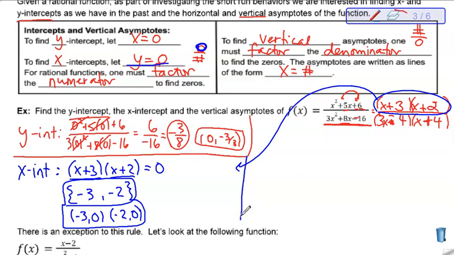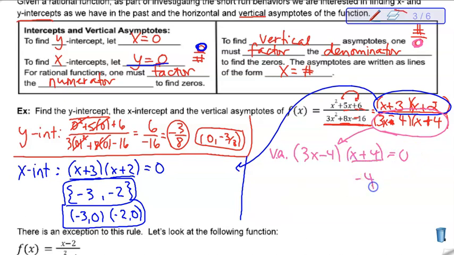And our last piece there is to find the vertical asymptotes. The vertical asymptotes, again, are driven by where the denominator equals 0, or where the denominator is undefined. So 0 has to be in the bottom. So for our vertical asymptotes, I need to know where 3x minus 4 times x plus 4 equals 0. So this one is nice, it's negative 4.